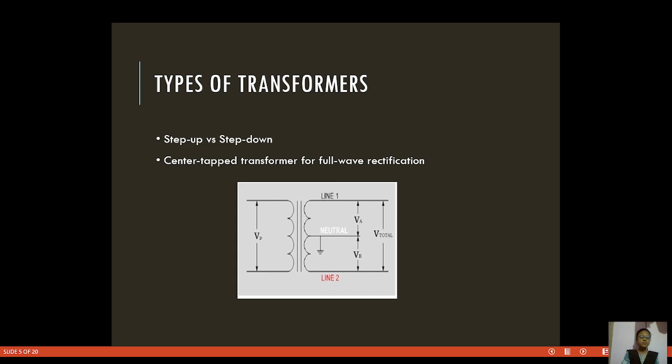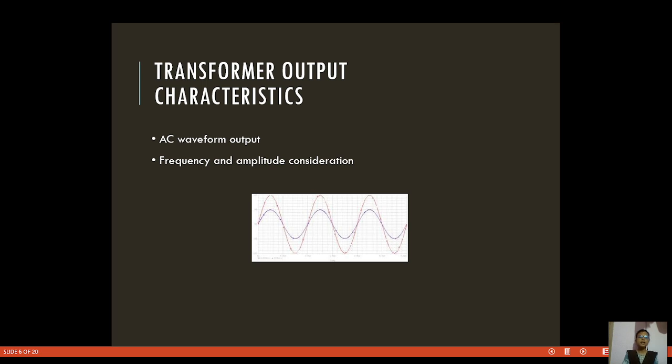Before getting to the rectifier, we should know what rectification is. These are the output characteristics of the transformer. As we observe, the outer sinusoidal waveform is the input which we are giving to the transformer, whereas the inner sinusoidal waveform is the output which we are getting from the transformer. It is very suitable for the next stage of rectification, which is the rectifier. So this is the transformer output characteristics.